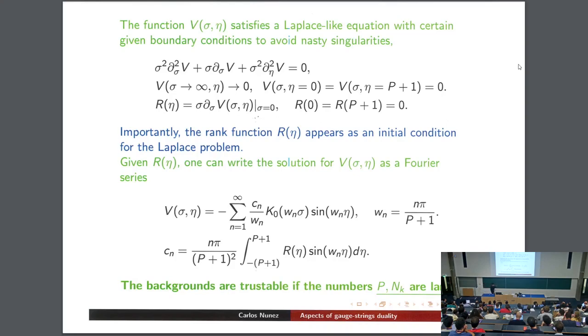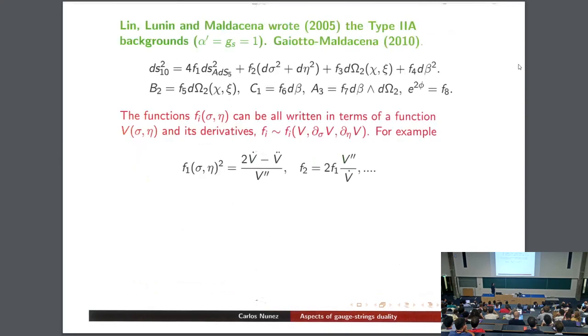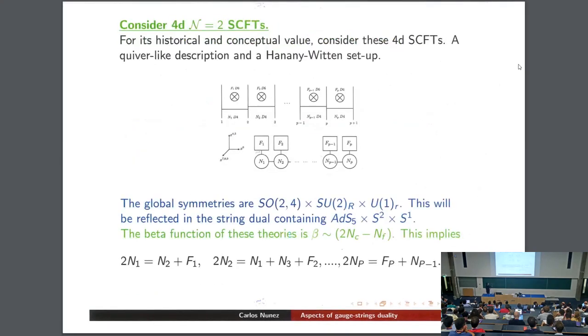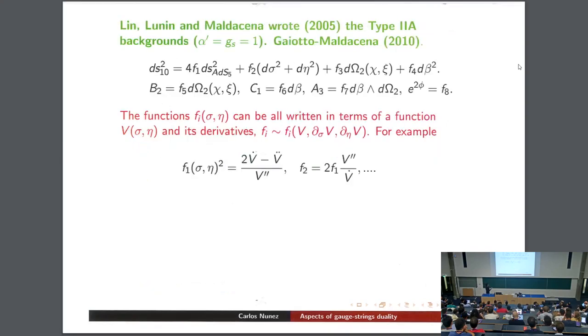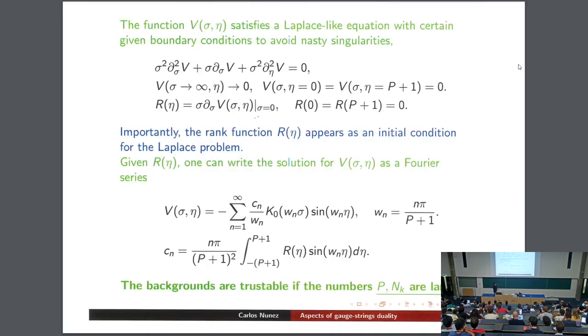So the way you think about this problem is the following. First, you choose your conformal theory. You make sure that it satisfies this numerology. Then you come to this slide and you write the potential where these coefficients are in terms of the rank function you wrote to represent this field theory. With this potential, you come back here, you put it in these functions, and then you put it in the background, and that's your holographic dual. Okay, so that's the idea of these holographic duals.